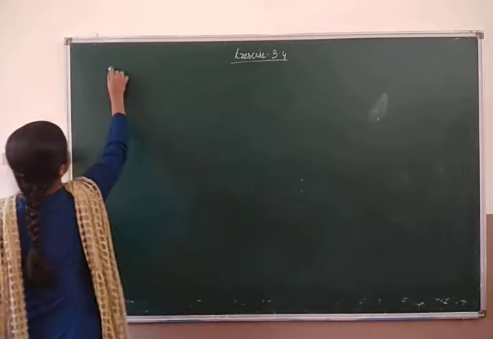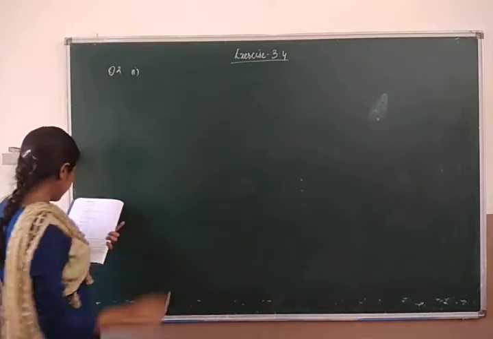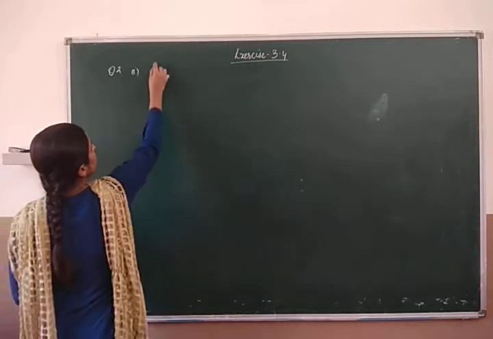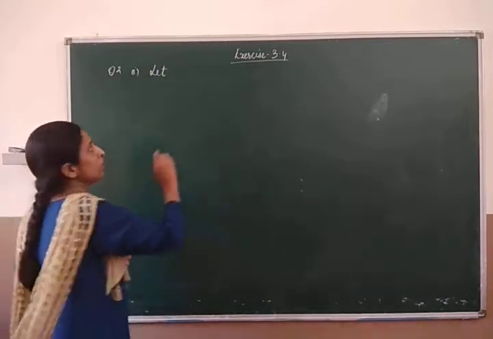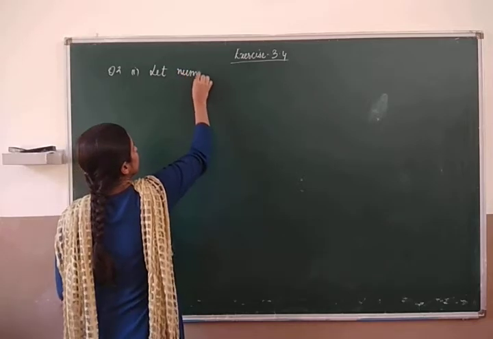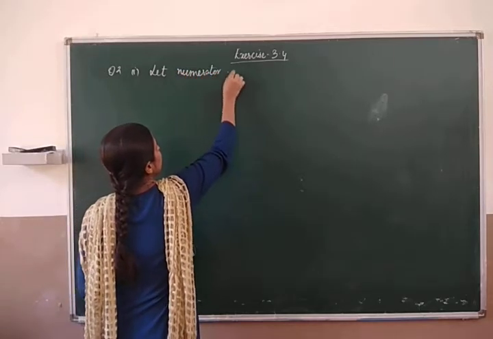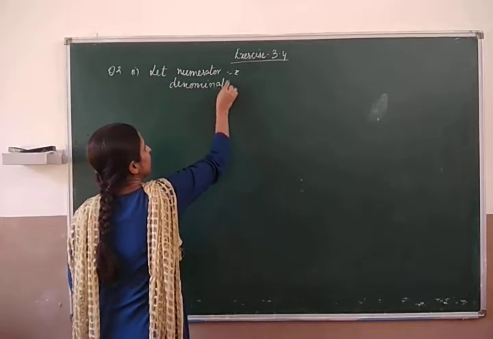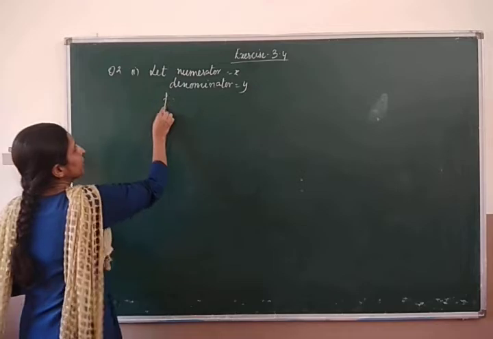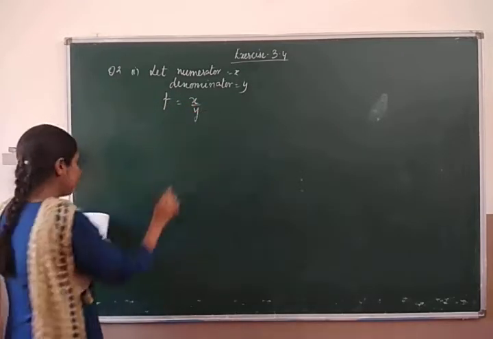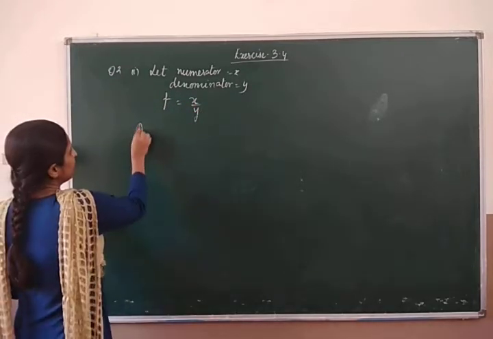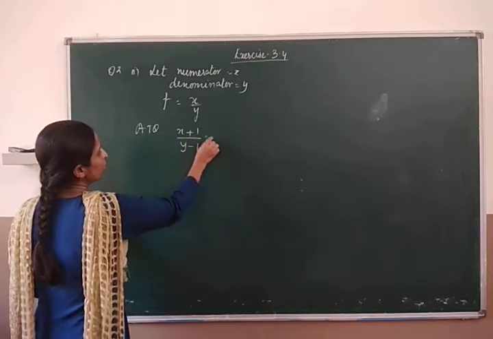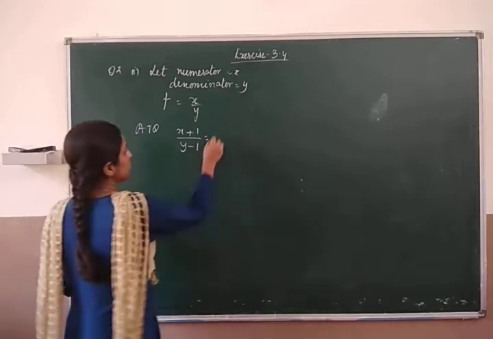So question number 2, first part, it's given if we add 1 to the numerator and subtract 1 from the denominator. So we assume let the numerator of the fraction is x whereas the denominator is y. Then the fraction will become x upon y. According to question what we have, if we add 1 to the numerator and we subtract 1 from the denominator, then the fraction reduces to 1.